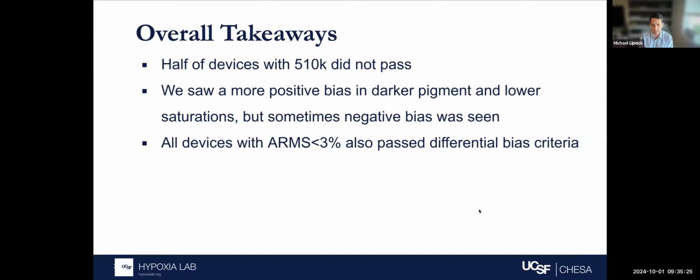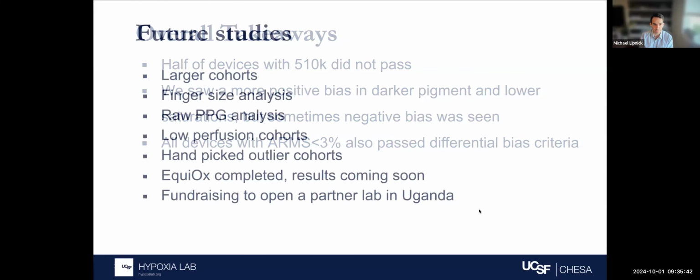We did see more positive bias in darker skin pigment groups at lower saturations, but sometimes we did see negative bias as well. And then all the devices that had ARMS less than 3% also passed the differential bias criteria. And perhaps for discussion are the thresholds for this differential bias criteria and the utility, which would be things that we could talk about a bit more.